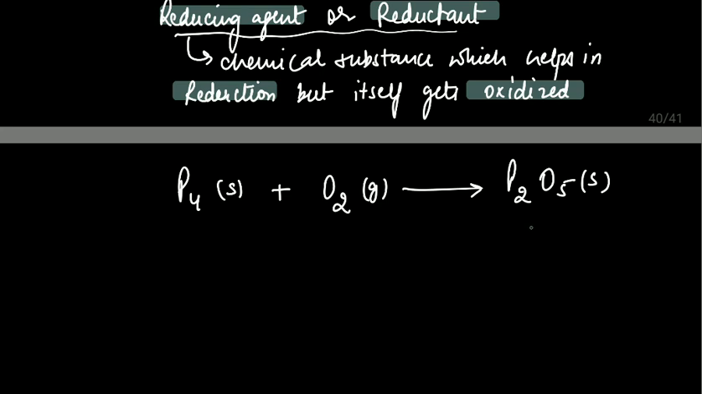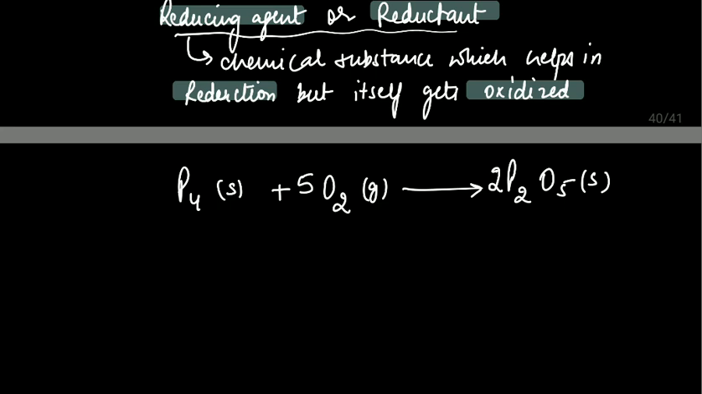So let's balance this. We just have to put 2 over here, so then we have to put 5. So 5 into 2 is 10 oxygen. The balancing part I've discussed, so I'm just putting the numbers. Figure it out yourself if you're still not able to understand how I am putting these numbers over here. We are just balancing the number of atoms on both sides.